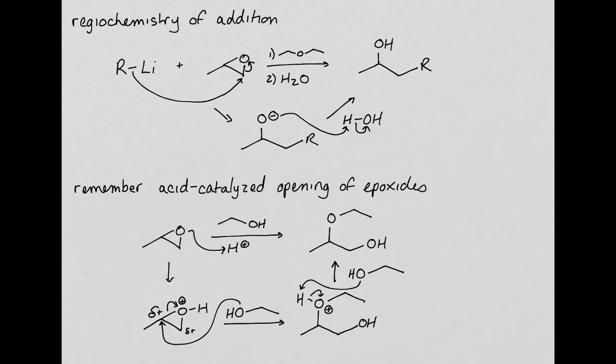This difference in regiochemistry when the epoxide is opened under basic conditions, as in when an organometallic reagent is used, versus under acidic conditions, as we saw in the bottom example, illustrates why it's so important to understand the mechanisms when predicting the products of these reactions.